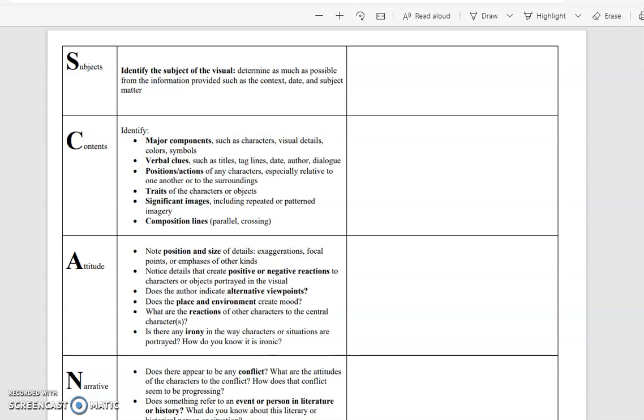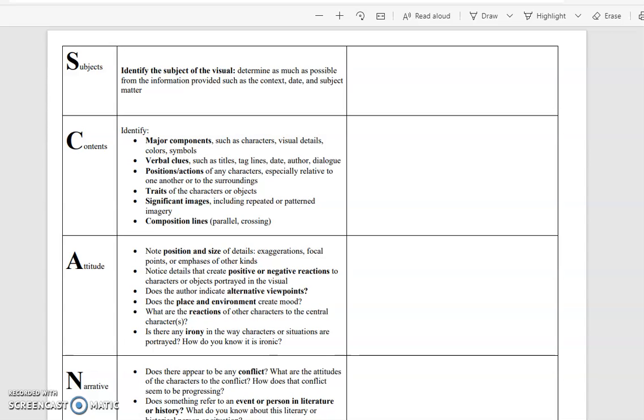In the AP Lang world, there are many acronyms that teachers use. I actually tend to shy away from acronyms only because I think it's better to really dig into the actual topics. However, for this one, the acronym SCANS is really helpful. I'd like to walk through what each of these means.